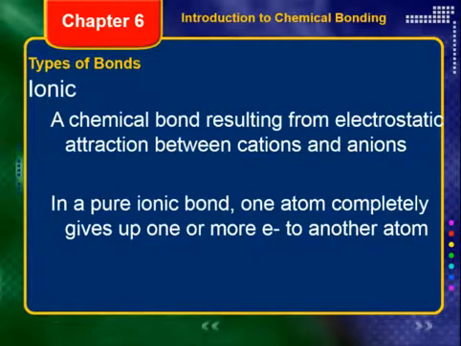So we're going to start by introducing our first type of bonding, ionic. We're not going to get too much into ionic bonding right now. We're just going to introduce it. We'll cover it more in Section 3. Ionic bonding is a chemical bond resulting from electrostatic attraction between cations and anions. So just like the name suggests, when you have ionic bonding, it's the bonding of ions.